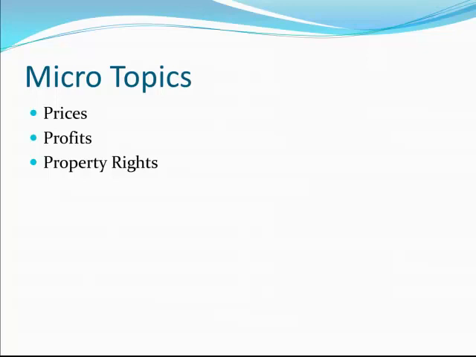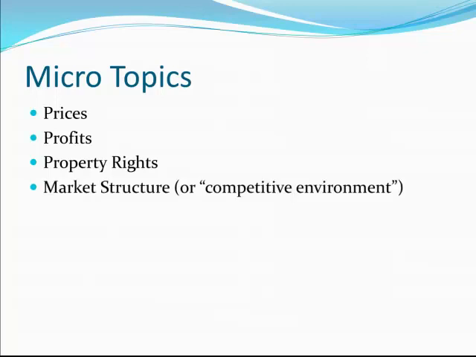Similarly, the thing that I'm buying, the person who's selling it to me better own it before we start the exchange. So private property does underlie everything we're doing. In a sense, I think it's fair to say that the market system is really built upon prices, profits, and property rights. In addition to these topics, we can also talk about the market structure, or competitive environment.